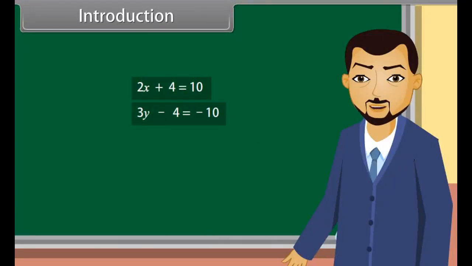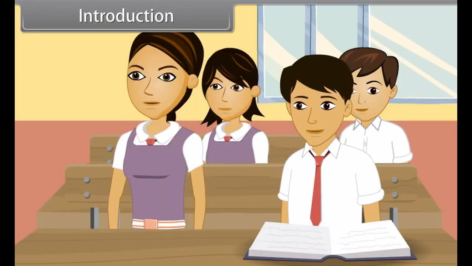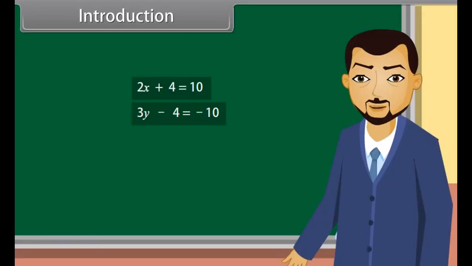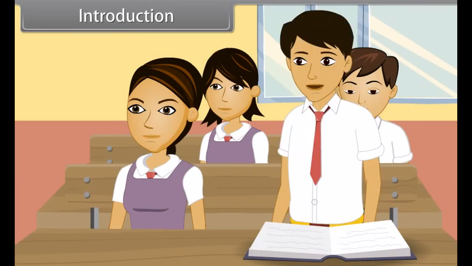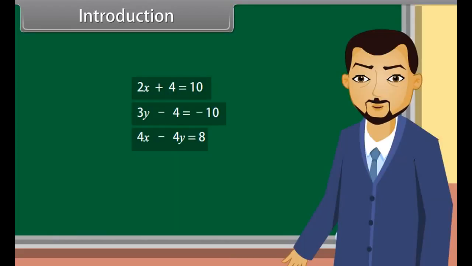Students, look at these equations. What type of equations are these? These are linear equations. Good. And what type of equation is this? This is also a linear equation. You're right. This is also a linear equation. But it has two variables. So it's a linear equation in two variables.